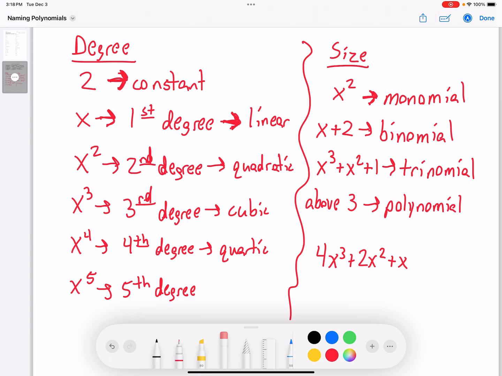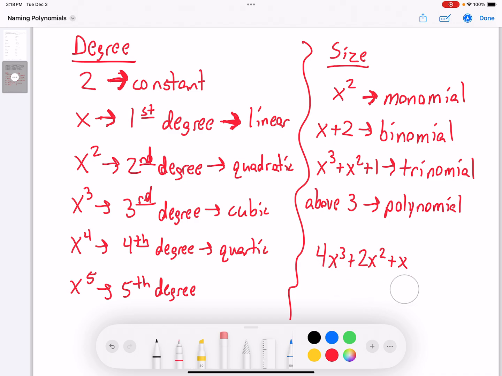Size. So if we just have one piece or one term, like x to the second, that's called a monomial. The prefix mono means 1. Then if we have two pieces, like x plus 2, that's a binomial. Then if we have x to the third plus x to the second plus 1, that has 3 pieces, that's a trinomial. And anything above 3 is a polynomial.